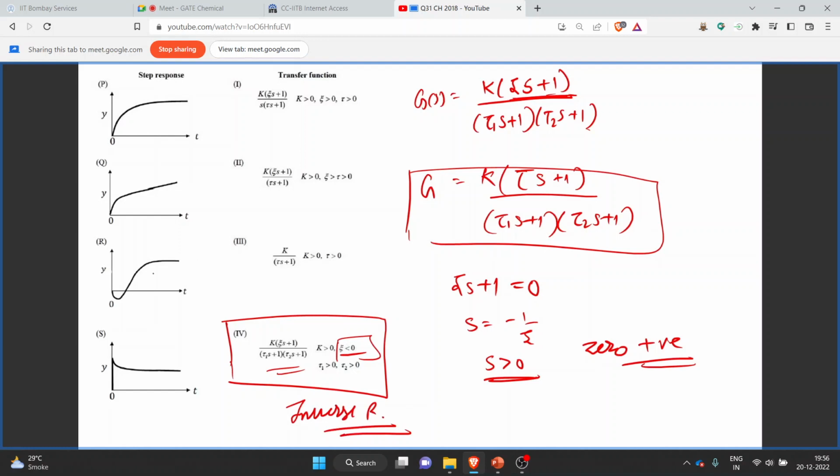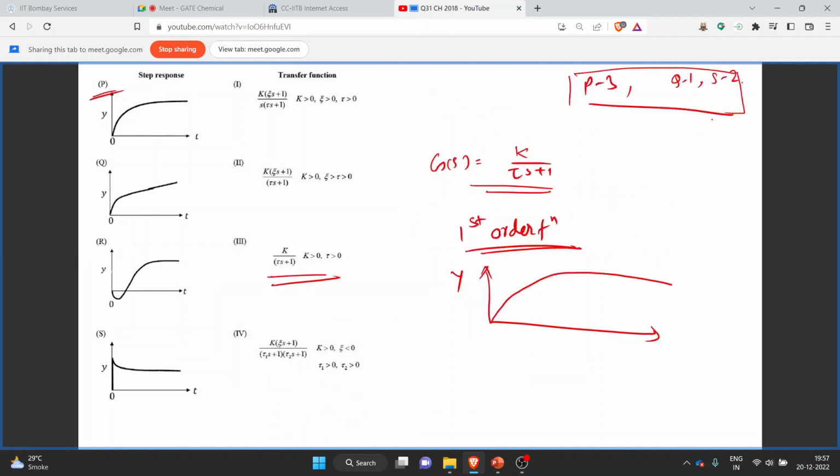Now from the given plot, corresponding to this option R, we can see that initially the output is negative, and then it will eventually reach a steady state at the positive value. That is, this is our inverse response. So corresponding to this option 4, we have this plot of R. So over here we can just write R is equal to 4.